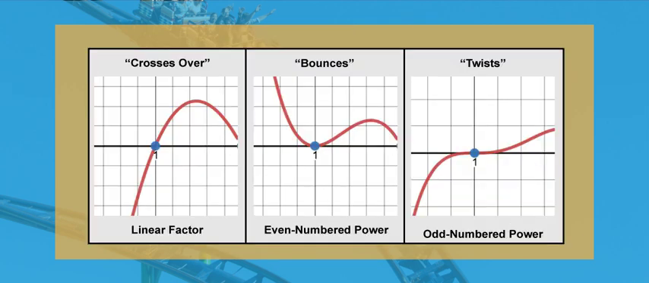To summarize, when a polynomial graph intersects the x-axis, it can do so in three ways. 1. It can cross over the x-axis, indicating a linear factor. 2. It can bounce off the x-axis, indicating a factor with an even power. 3. It can twist through an inflection point, indicating a factor with an odd power.